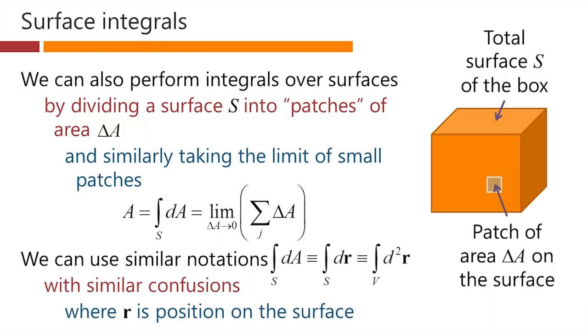And again, there are many different notations that we can sometimes use for surface integrals, with similar confusions to those that we had for volume integrals. Again, here r would be the position on the surface. So it's a vector position, but the real element here is a surface area element and does not have any vector character.